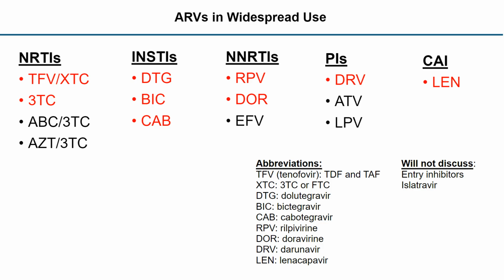I will also review the drug resistance mutations associated with the capsid inhibitor lenacapavir. I will not cover entry inhibitors because they are used infrequently and because envelope sequencing is not routinely performed. I will also not discuss islatravir as it is not yet approved and there are no clinical data on islatravir-associated drug resistance mutations.